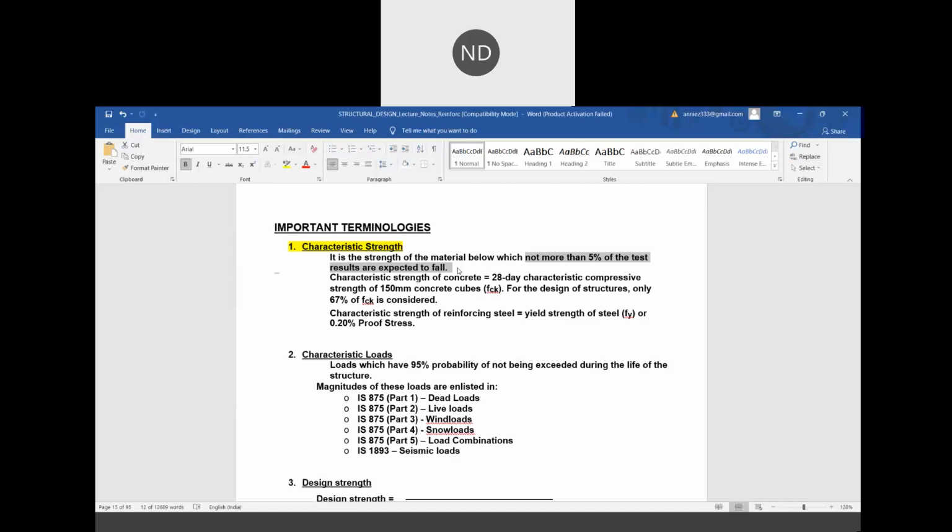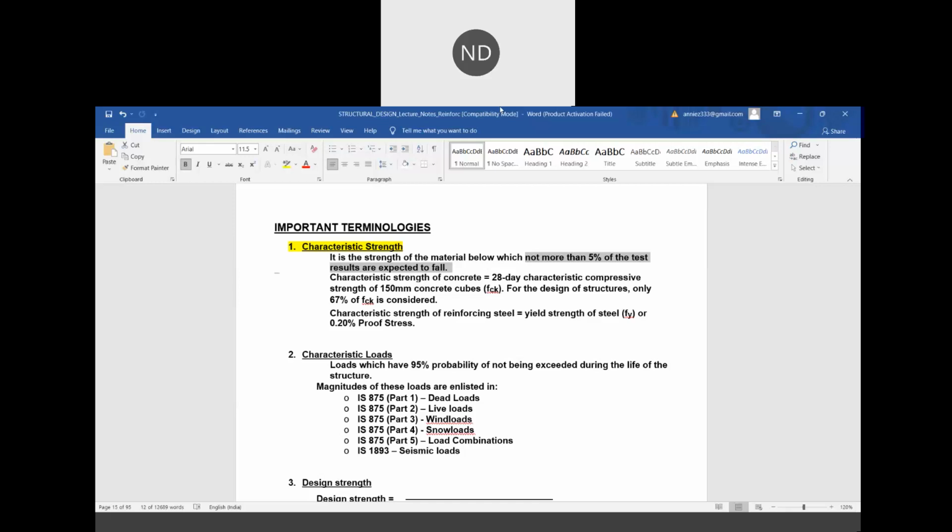That means very few chances. Only 5% of the test results. Below this 10 kilonewton, only 5% is going to fail. The remaining 95% is safe. That is characteristic strength, and it is important because below this strength not more than 5% of the test results are expected to fail.